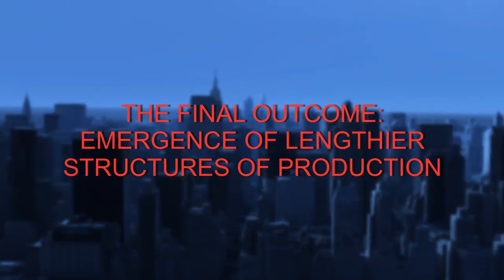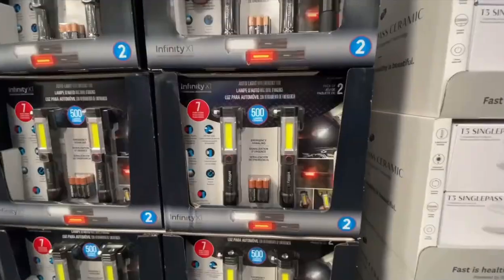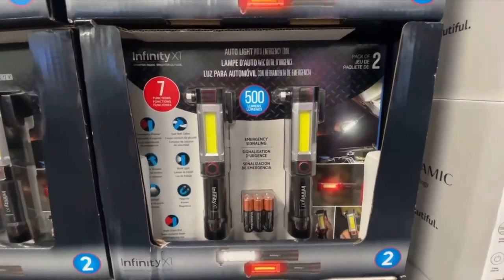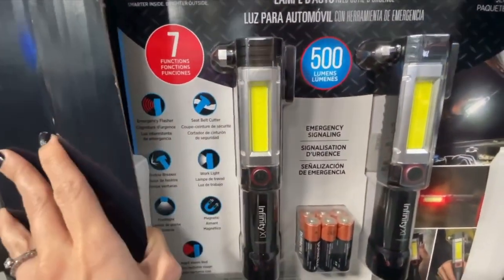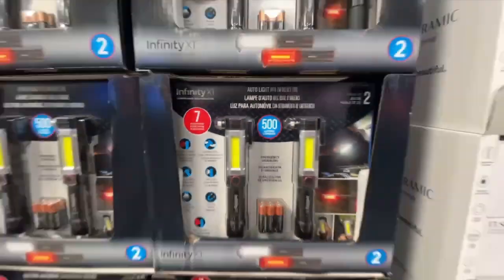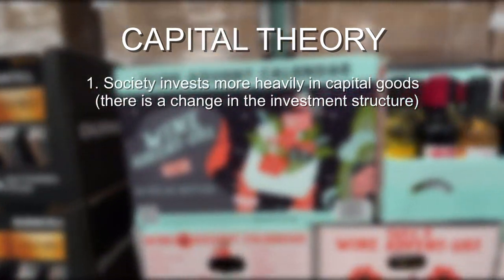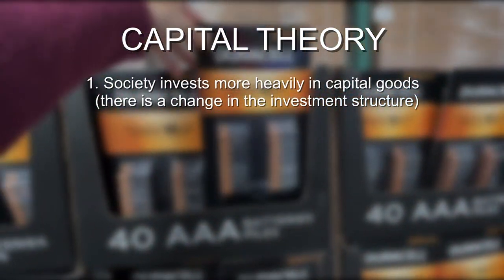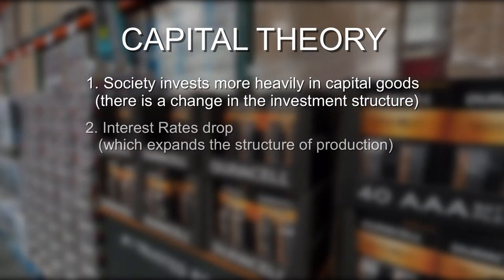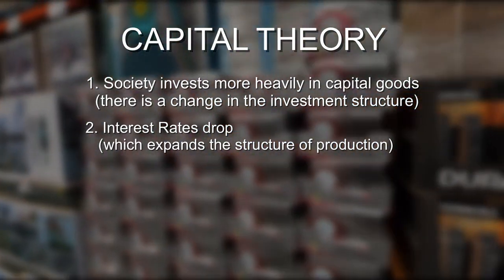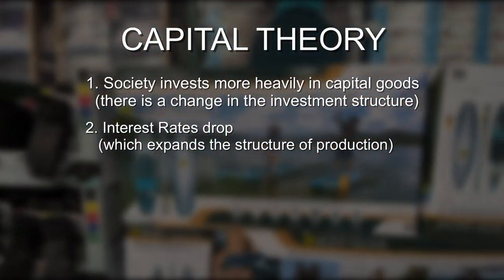The final outcome of the effects of a rise in voluntary savings is an increased supply of consumer goods through a lengthier structure of production. A lengthier structure of production means a lot more consumer goods for the society at lower prices. In a nutshell, economic growth for society starts as the result of society's lowering of time preference, which leads to an increase in the proportion of saving and investment to consumption, and also to a falling rate of interest.